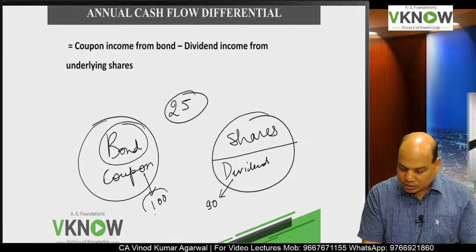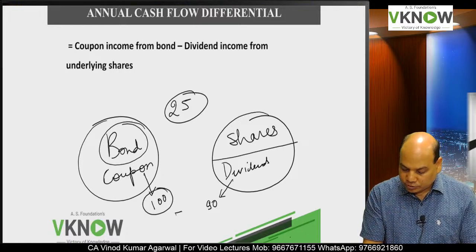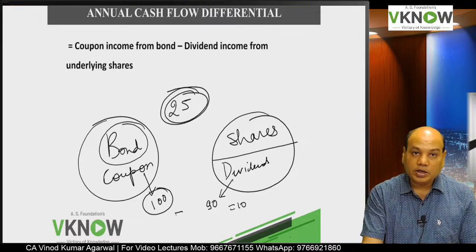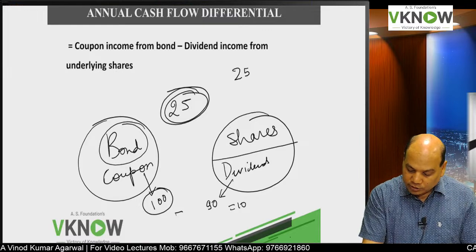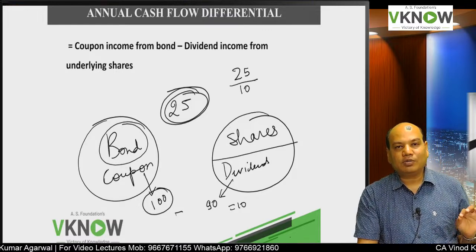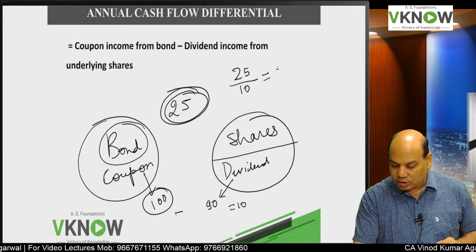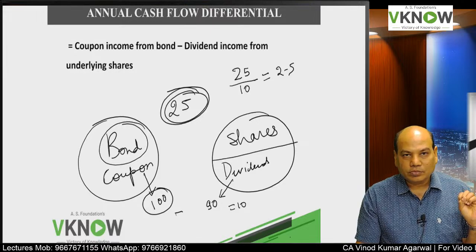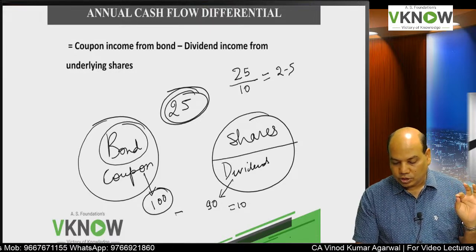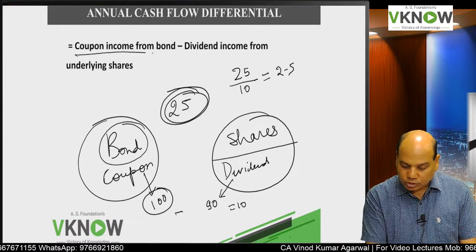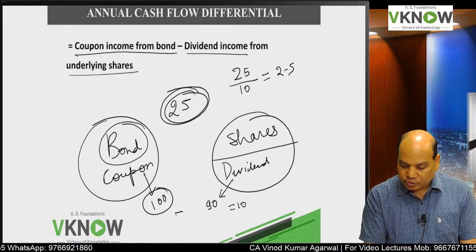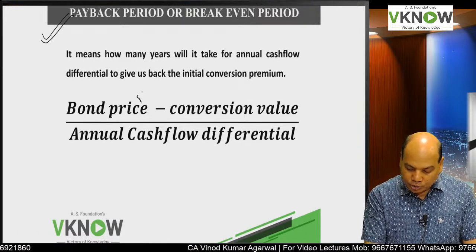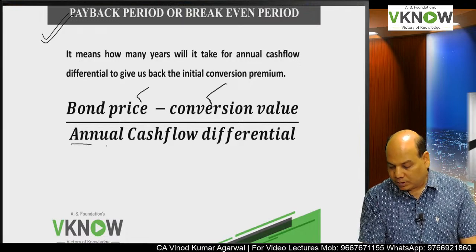So how much is the excess cash the bond is generating for me? 100 minus 90, 10 rupees surplus cash is generated by the bond. And how much premium have we paid? 25 rupees. So in order to recover this premium of 25 rupees, if I am getting 10 rupees additional cash flow from the bond, how many years will it take? It will take 2.5 years. So annual cash flow differential is equal to coupon from the bond minus dividend from the underlying share. And then payback period is equal to bond price minus conversion value divided by annual cash flow differential.